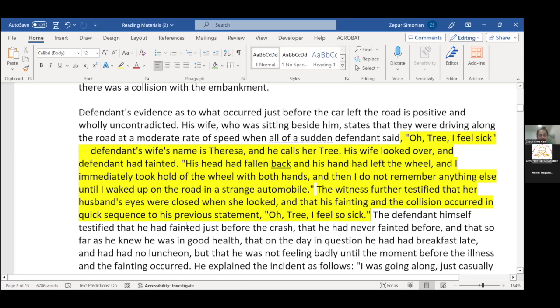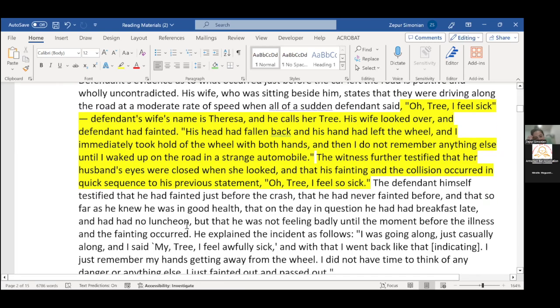The defendant himself testified that he had fainted just before the crash and that he had never fainted, and that as far as he knew, he was in good health, and that on the day in question, he had a late breakfast and no luncheon, but that he was not feeling badly until the moment before the illness. Again, this is key because what they're trying to get at is, well, did you know you were feeling sick?